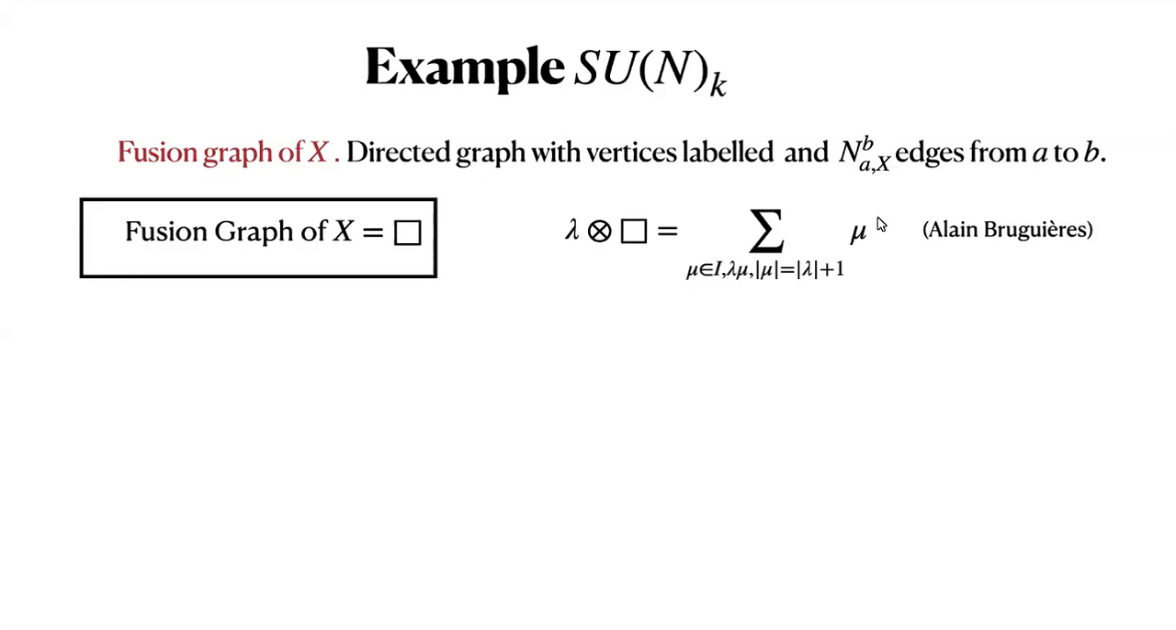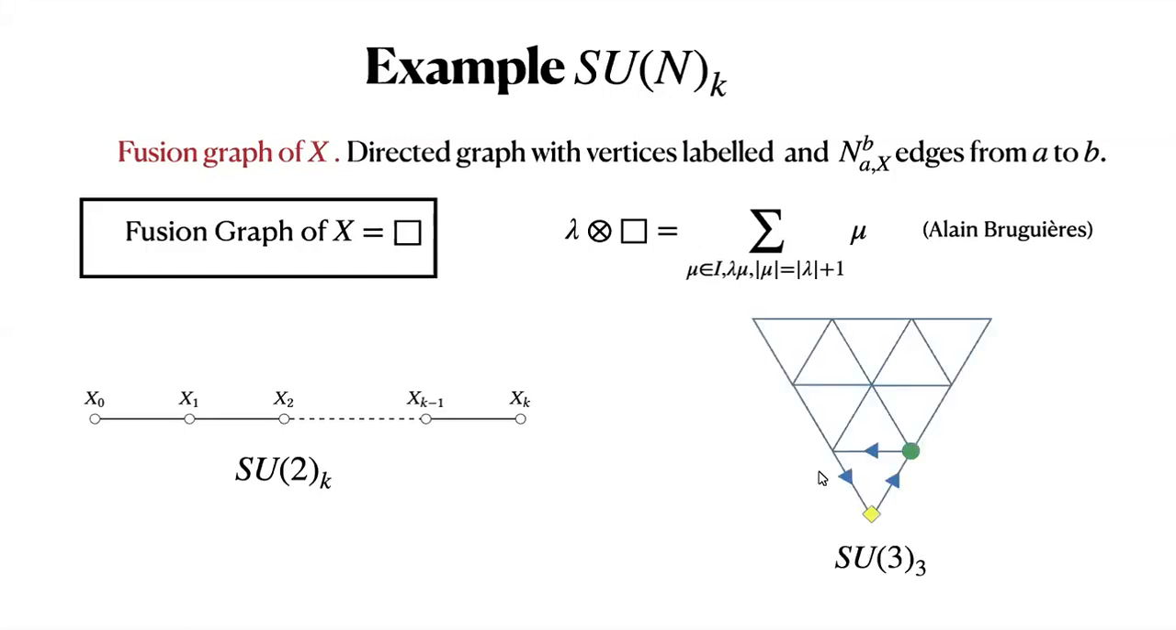So here, for example, for the case of SU2 level K, some people call this the AK fusion rules, exactly, because when you look at the fusion graph, the graph that you get is this one. Well, really it's a directed graph. So here you should have some others, but yeah. And here also for SU3 level 3, the fusion graph is given by this. I mean, something like this, where this green dot corresponds to the standard representation.